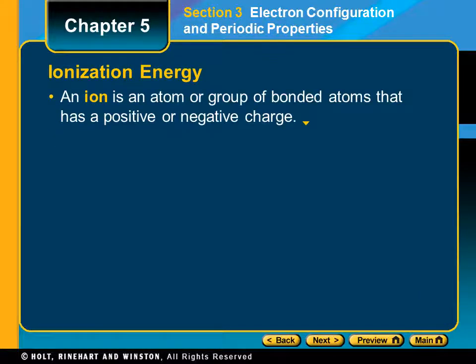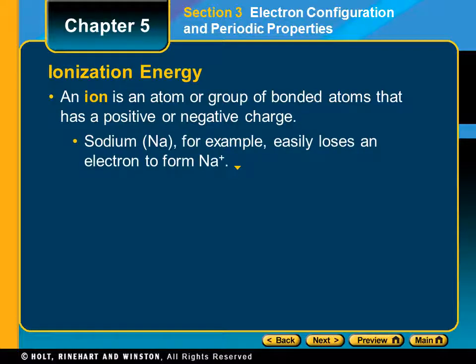Let's talk about ionization energy. An ion is an atom or group of bonded atoms that have a positive or negative charge. So in order to understand this, you have to understand at the outset what an ion is. Any atom with a charge, whether a positive charge or a negative charge, is called an ion.